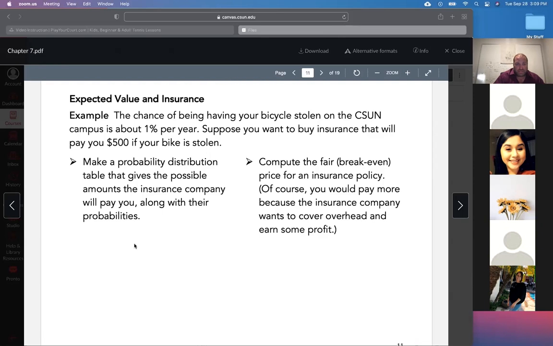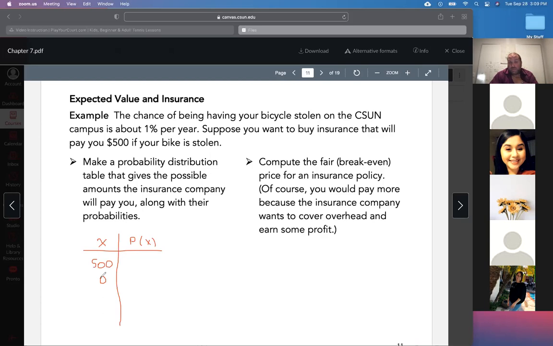And that gives the possible amounts the insurance company will pay you. So what are the amounts that the insurance company will pay you at the end of the year? All possible scenarios. $500 or 0. Do we agree?